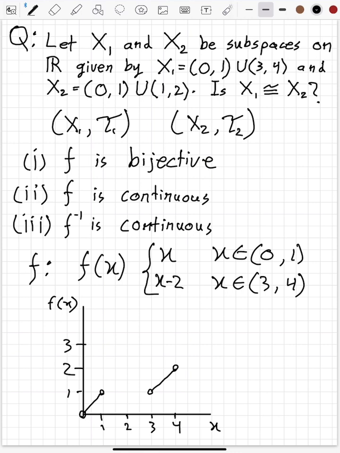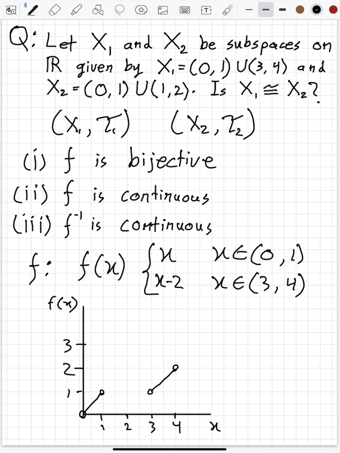We can already notice that our domain is X1, since X1 is (0,1) union (3,4), and we can see how it is mapping onto our codomain, which is X2, as it's mapping onto (0,1) union (1,2). So this is the function we've defined. Now let's go step by step to show if f is a homeomorphism between (X1, τ1) and (X2, τ2).